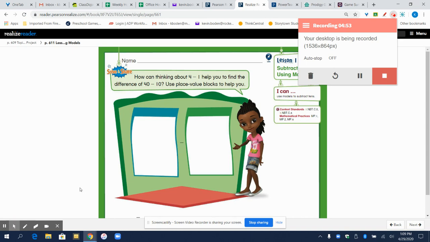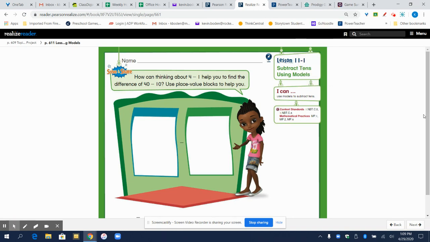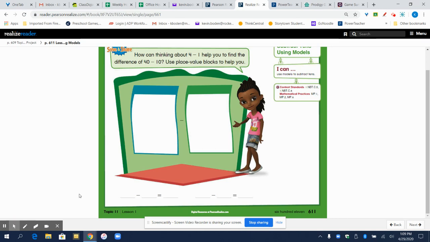Let's keep on working on chapter 11. All right, it says subtract tens using models. That's what we're going to do today. At the very top it says, how can thinking about 4 minus 1 help you to find the difference of 40 minus 10? Now, the word difference means that's the answer to a subtraction problem. So when you find the difference of something, you subtract them.